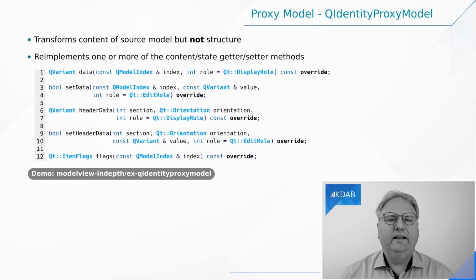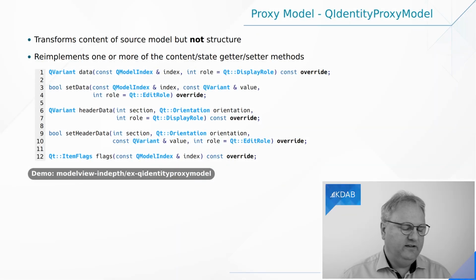Let's start out with the QIdentityProxyModel. I know you're eager to go and see some real code, so let's just look at this slide really fast. What you're looking at here are 5 methods from the QAbstractProxyModel API that you can and may want to override from the QIdentityProxyModel interface.